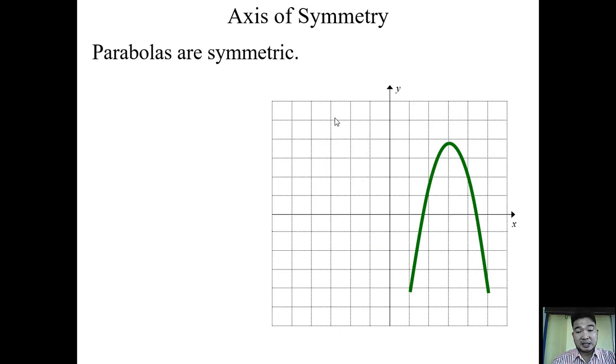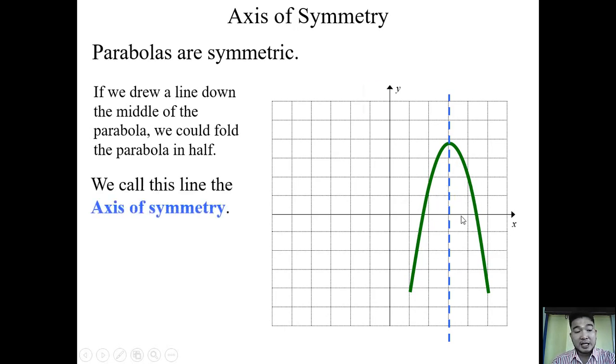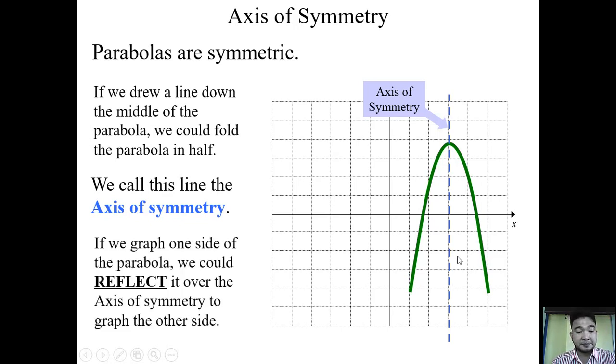Parabolas are symmetric. When do we say that it's symmetric? If we drew a line down the middle of the parabola, we could fold the parabola in half, meaning this side is symmetrical to this side, or this side is totally equal to this side. And this line is what we call the axis of symmetry. The axis of symmetry is a line that divides the parabola into two equal parts.